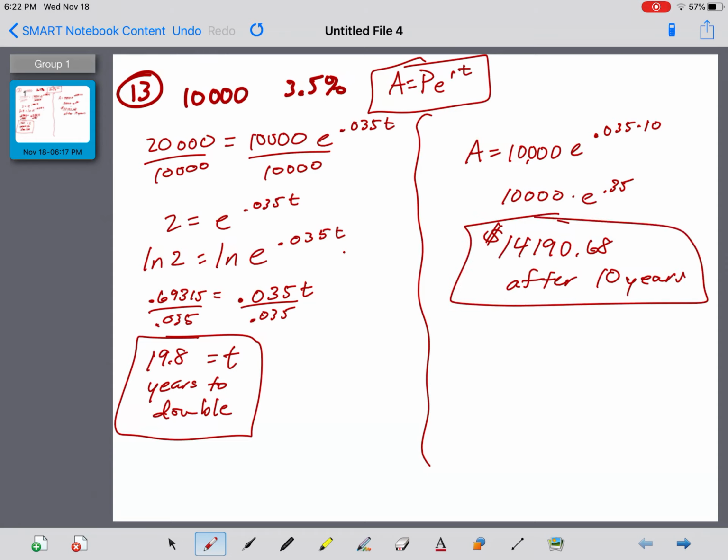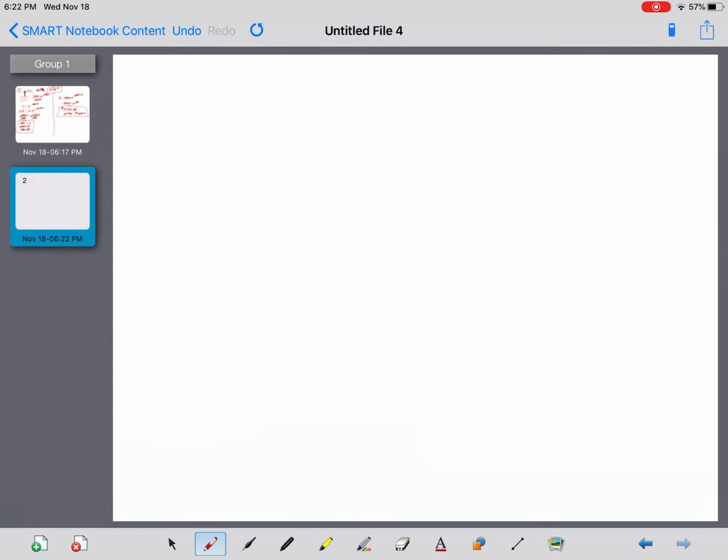So the first problem we had to do a little bit with logarithms. This one we don't have to do anything with logarithms. All right, next one, 15. Kind of a similar problem.